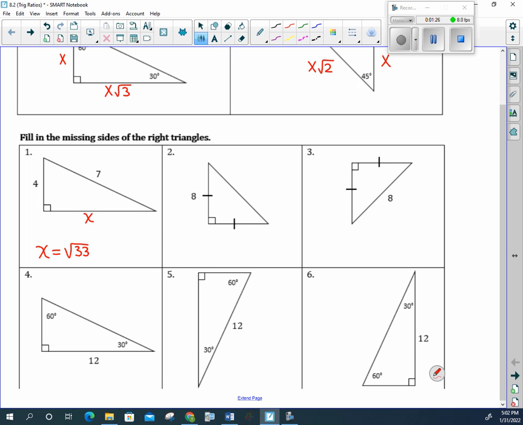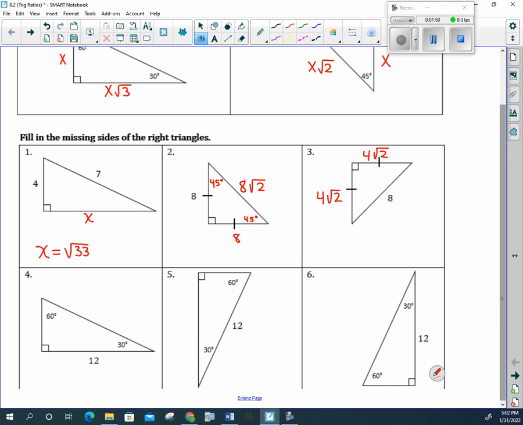Over here, this one is a special pattern. I can see that it's a right isosceles, so that makes that a 45, 45. So this is 8 root 2. Over here, I can also see that it's a right isosceles, so this is 8. So we're going to divide by the square root of 2. So this is going to be 4 root 2 and 4 root 2.